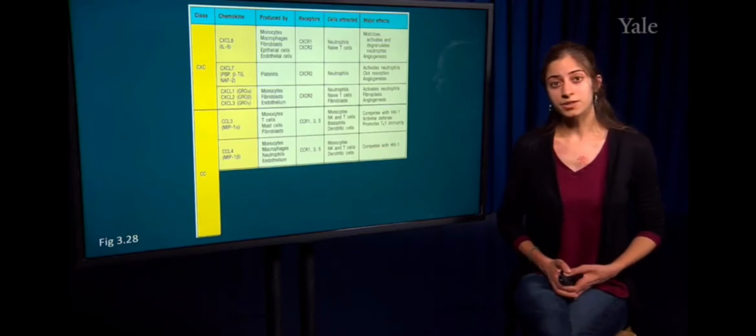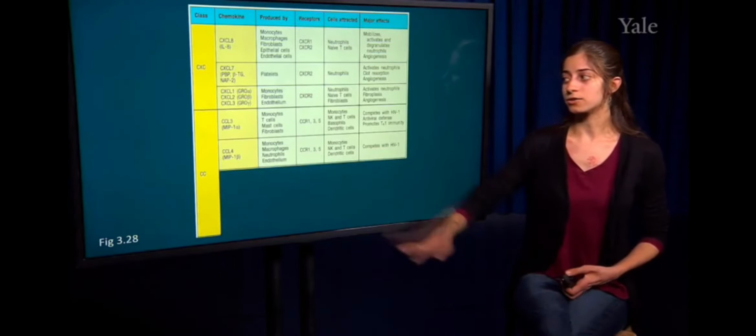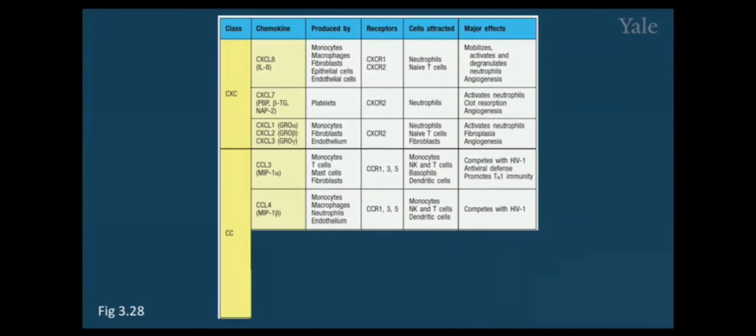Some examples of CC chemokines include CCL3 or MIP1 alpha, which is responsible for recruiting monocytes, NK and T cells, basophils, and dendritic cells. This is important in antiviral defense as well as Th1 immunity. Another example is a closely related member, CCL4 or MIP1 beta. It recruits many of the same cell types, but evolved very specifically for helping to compete with HIV-1 infection.